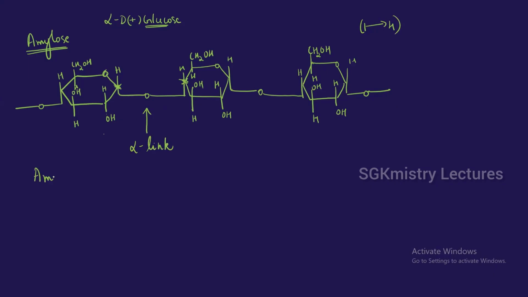Now, in case of amylopectin, the straight chain structures are connected to each other by 1,4 linkage, okay? And the branching takes place by 1,6 linkage. So, straight chain by 1,4 and branching by 1,6, okay? So, first let us write the two straight chains. I'll write it quickly.